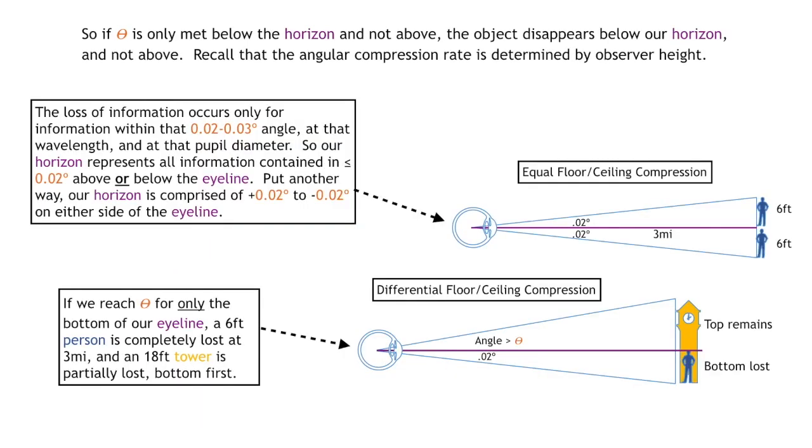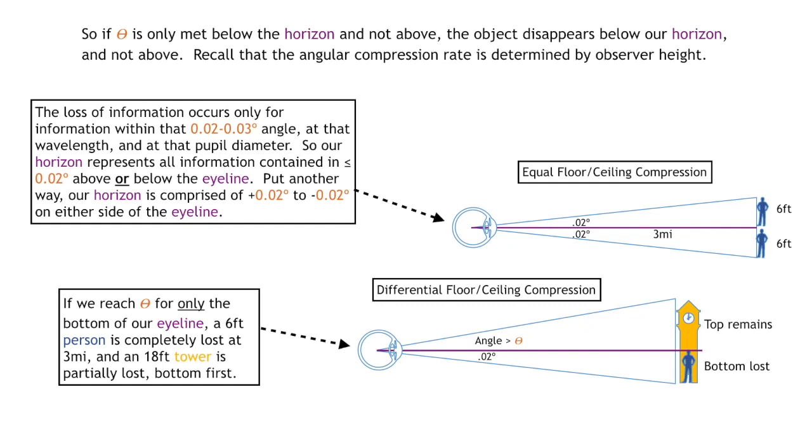So if theta is only met below the horizon and not above, the object disappears below our horizon and not above. Keep that in mind. Recall that the angular compression rate is determined by observer height. So if the compression is met next to a wall, then an object along that wall will disappear as the object gets further away.